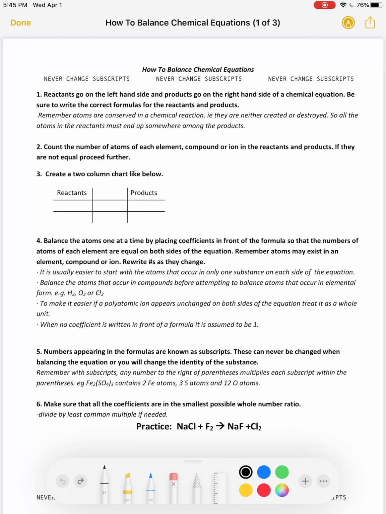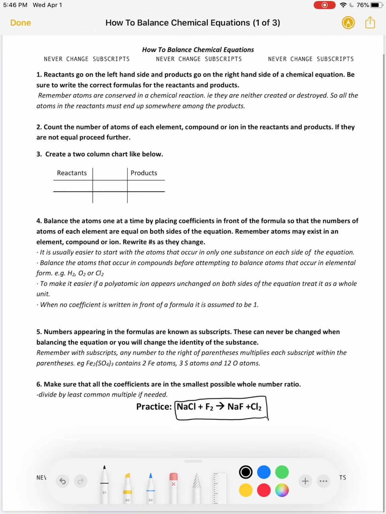And balancing, the reason why we do it is because we cannot create or destroy matter in a chemical reaction. But if we're looking at a chemical reaction here, let's take a look at this. We've got sodium chloride and fluorine gas. Remember that fluorine is one of those diatomic molecules, one of those Brinkelhoffs, where when it's by itself, it's F2. And we get sodium fluoride, because sodium's a +1, fluorine's a -1, and chlorine gas.